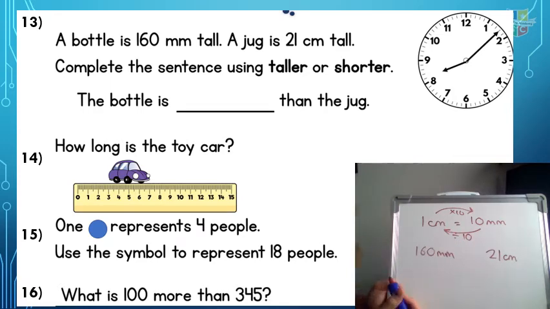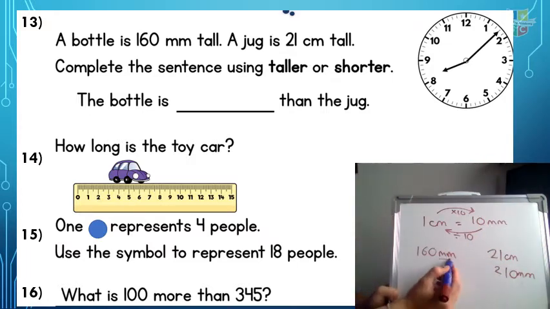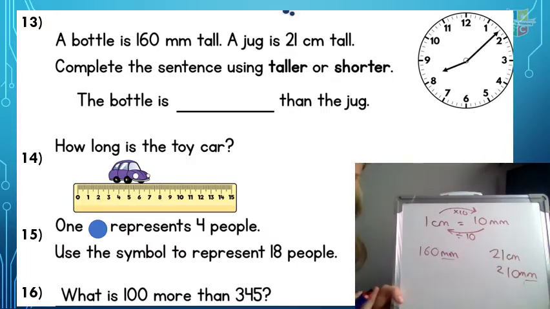So it depends which way you want to do. I'm going to times by 10 because if I times by 10, I can just add the 0 onto here. So to go from 21 centimetres to millimetres, I'm going to times by 10 to find 210 millimetres. So now we are both in the same unit of measure, we are both in millimetres. I can see which is bigger, 160 or 210.